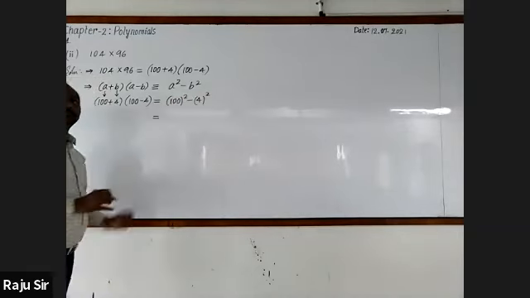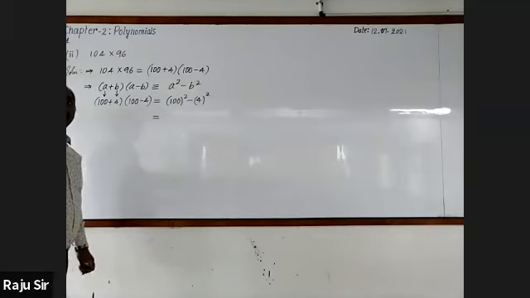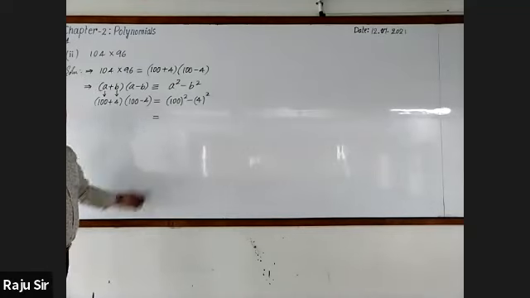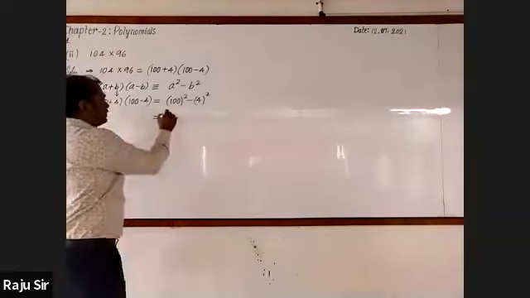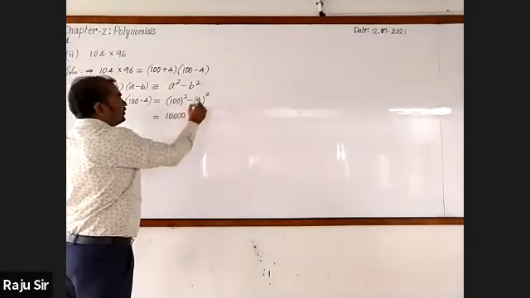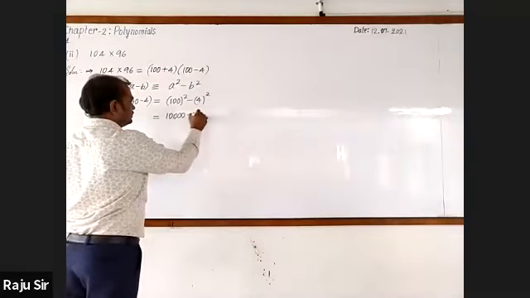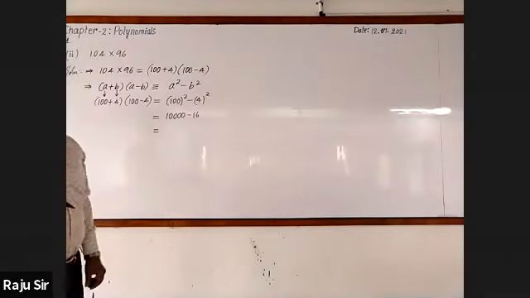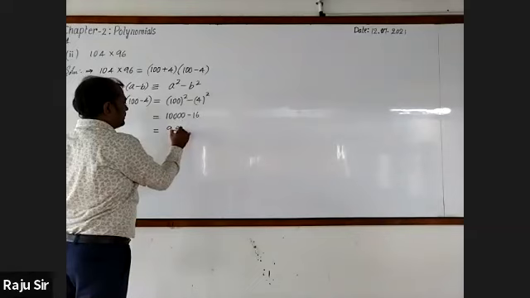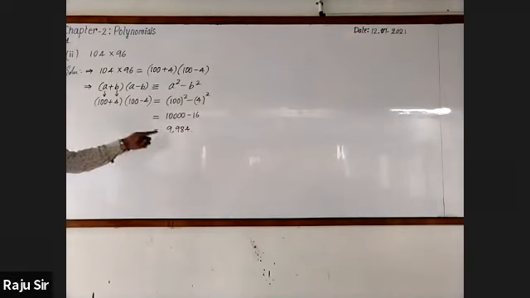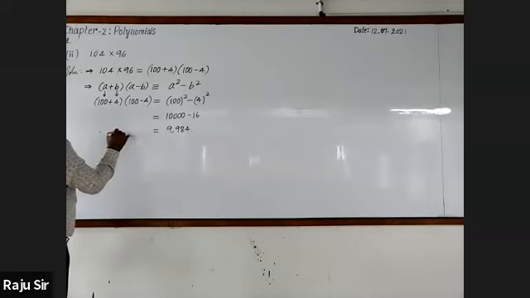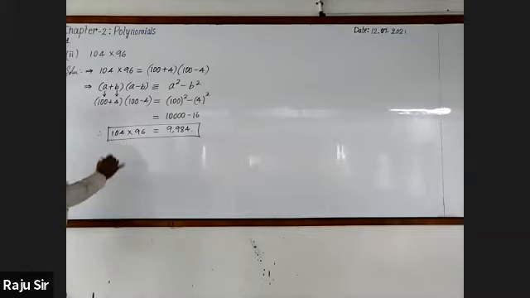Abhinandan, what is 100 square? 10,000. 4 square is 16. 10,000 minus 16 is 9,984. So therefore, we can write the conclusion as: 104 into 96 is 9,984.